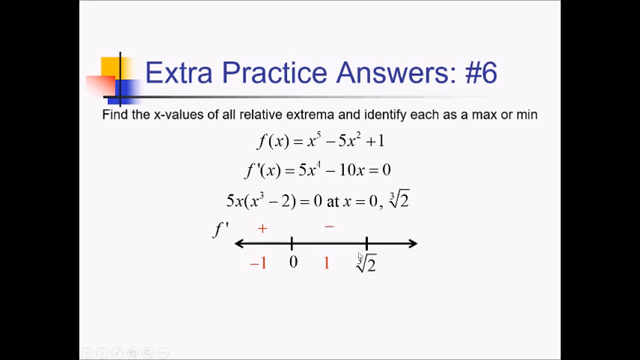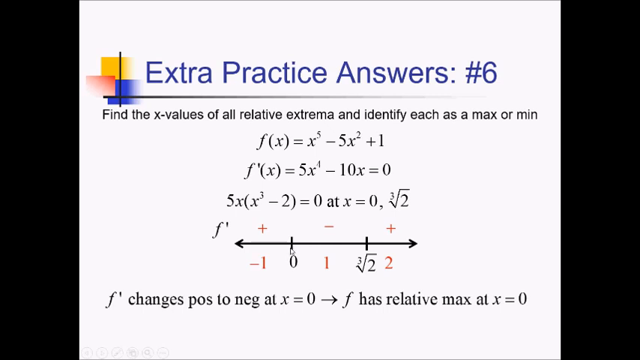And then something bigger than the cube root of 2 would just be plain old 2. So plugging that in, I've got a positive comes out positive. So f prime is changing from positive to negative at x equals 0, meaning f has a relative max at x equals 0. And then f prime's changing negative to positive at the cube root of 2. So that's the location of f's relative min.